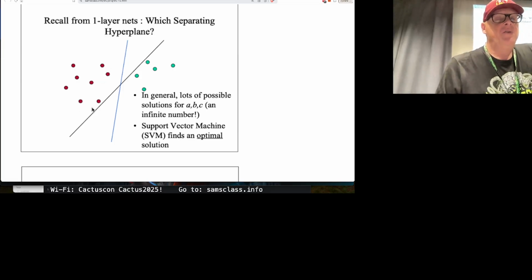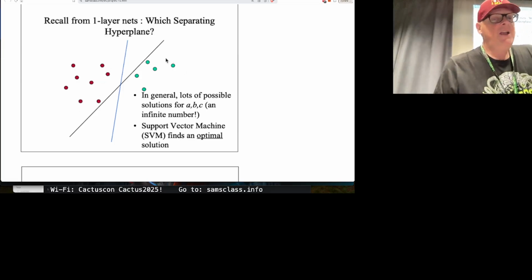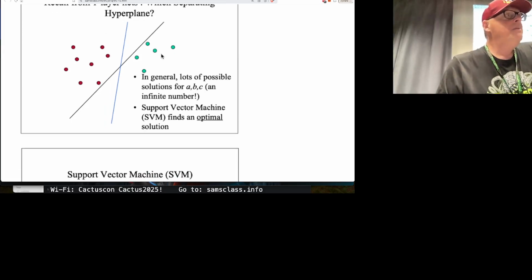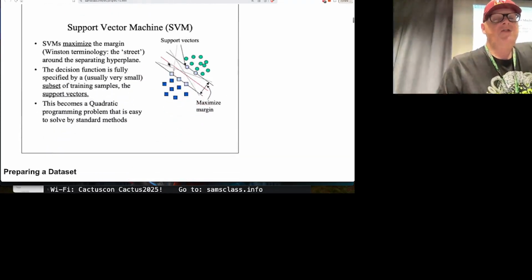So here, I want to sort the red dots from the green dots. Well, either of these lines would do, right? They'll separate it. So the question is, what is the best separator? Well, the best separator is the one that has the widest margin. So you choose the line that gives you the widest margin between those two, and that's the solution for the best line to separate these two.